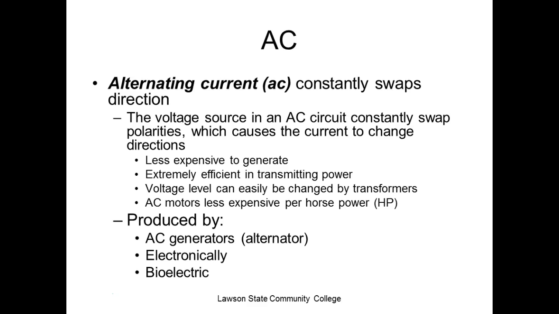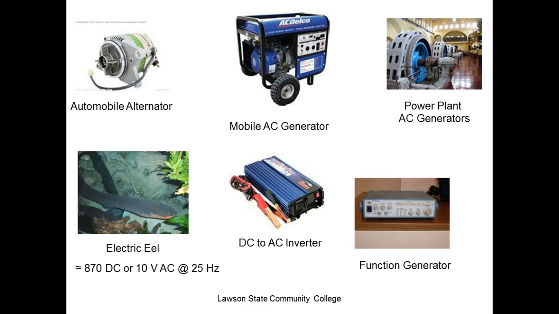These are produced by what? AC generators are produced electronically. They're produced bioelectric. There's an AC generator that we have on our cars that we call an alternator. And some people have a mobile AC generator. We had 13 inches of snow in '93 and lost power. We were out of power about 4 days. So I went out and bought a generator. How many times have I used it since then?